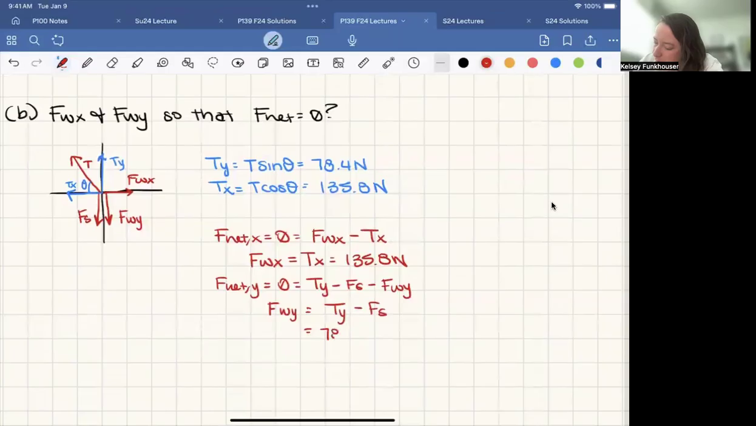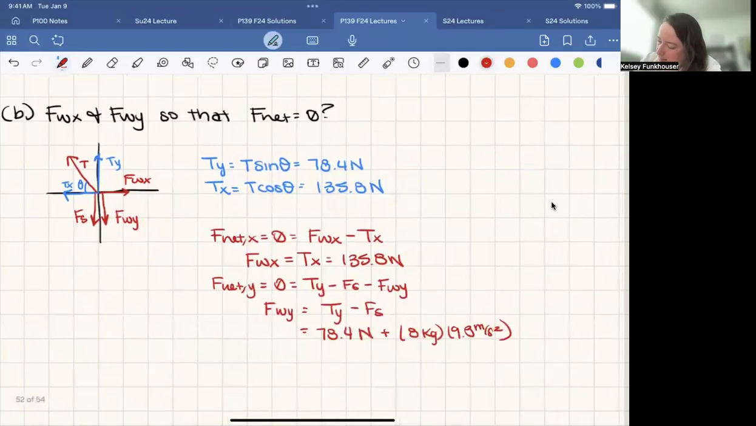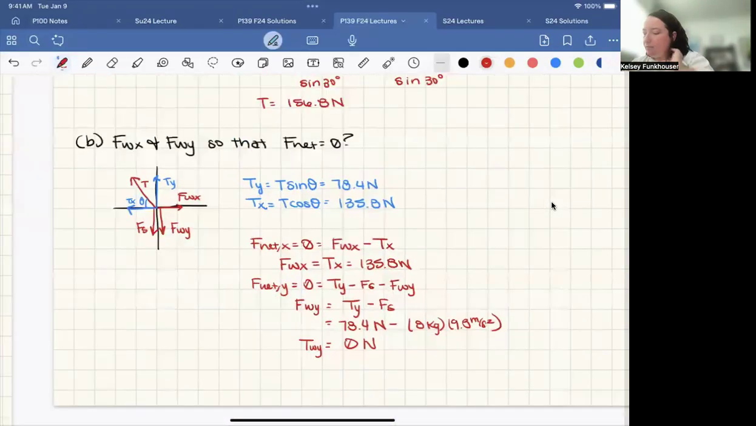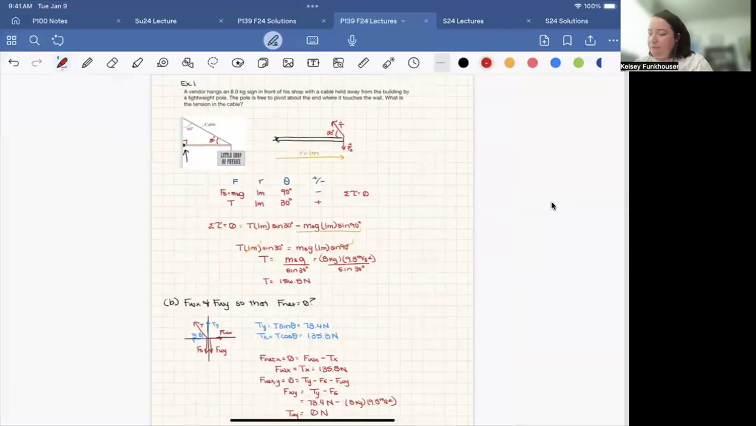So tension in Y we found is 78.4 newtons, and then the sign weighs 8 kilograms times 9.8 meters per second squared. And oh, this is subtracted. And we get that this is 0. So there is no Y component of the force from the wall. There's only the X component. So good to know. Okay, so that's that first example.